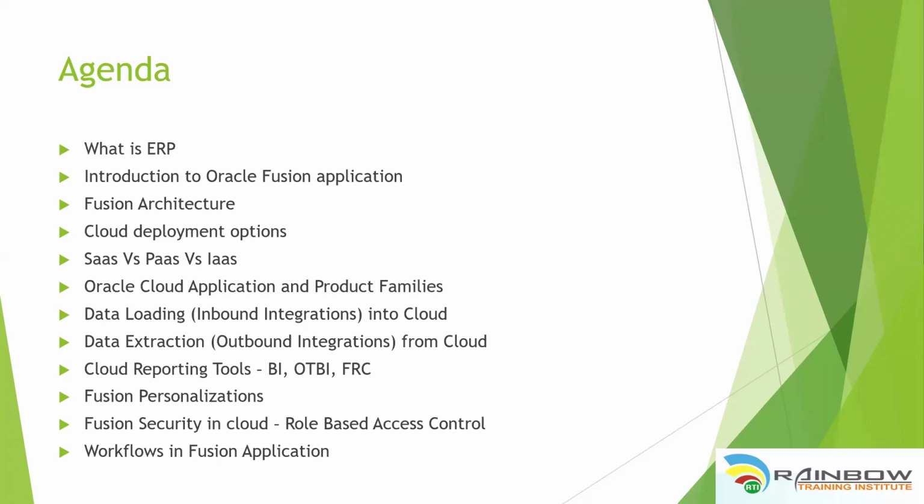Then we'll quickly jump into the introduction to the Oracle Fusion applications. We'll talk a little bit about the Fusion architecture, and the cloud deployment models: where it gets deployed and how a customer accesses it. We will talk about the SaaS, PaaS, and IaaS cloud delivery models. And then we'll also talk about the cloud application product families, nothing but the modules within the Oracle Fusion application offerings.